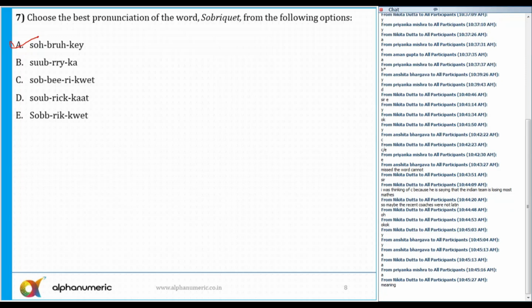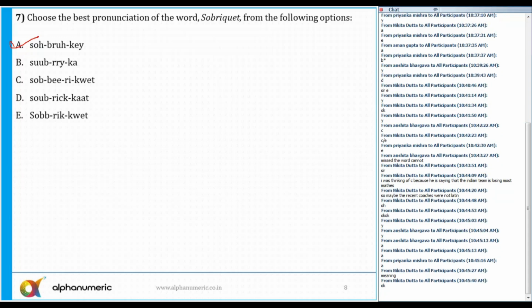So it is sobriquet. Sobriquet is a nickname. Pink City is a sobriquet for Jaipur. The land of the rising sun is a sobriquet for Japan.